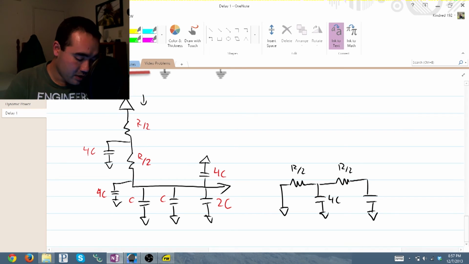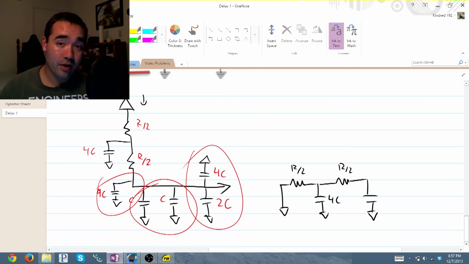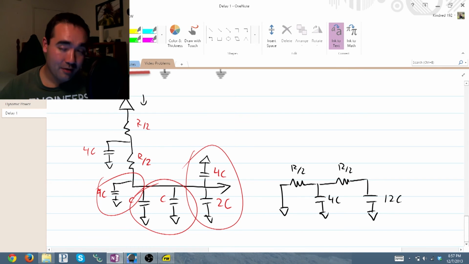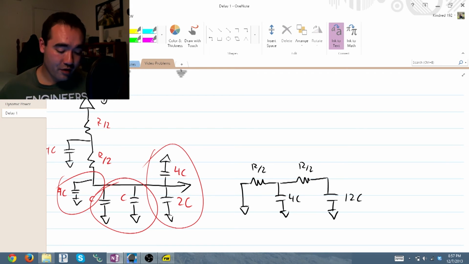Now, you can see that these, and this are all in parallel. Therefore, we'll just add them together. 4, 6, 8, 12, 12C. And that's our equivalent circuit. All you have to do now is perform the Elmore delay analysis.